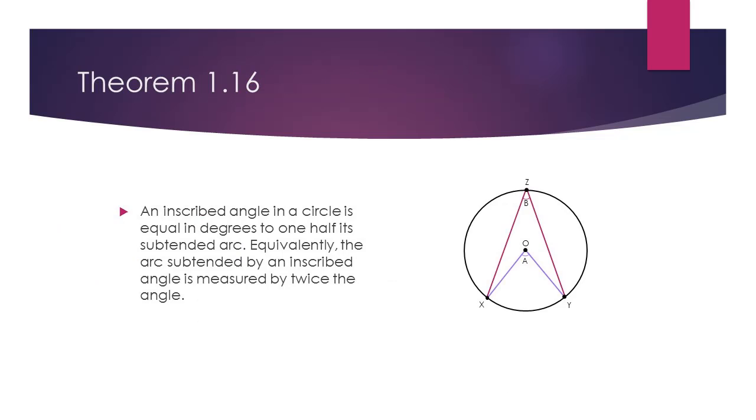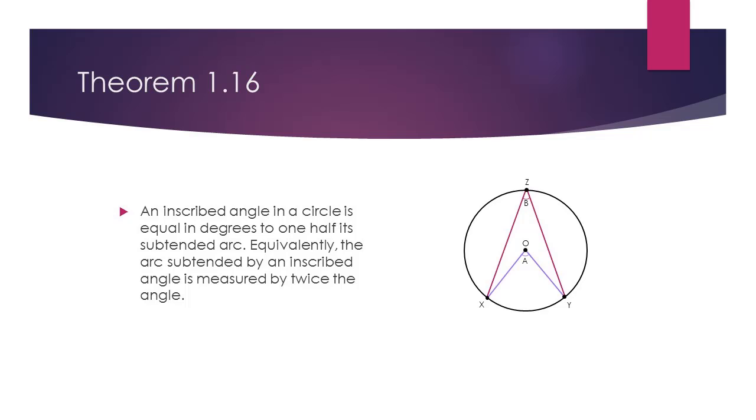Let's talk about theorem 1.16, where an inscribed angle is equal to 1/2 its subtended arc. So, if you look at this picture, we have points X, Y, and Z on the circle, and we've also labeled the center of the circle as O. And we labeled the angle that the center makes with arc XY as angle A. And we've also labeled angle B, which also subtends arc XY. We're going to prove that that angle is 1/2 its arc, which is XY.